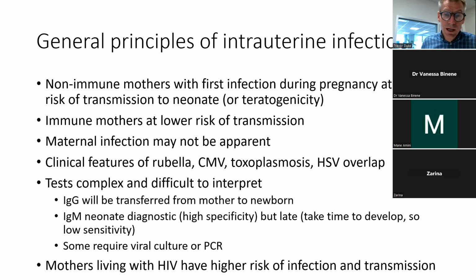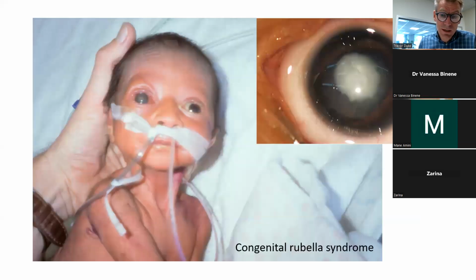I want to go through a few of these infections now and just talk. As I say, it's not going to cover all the things that can be known about these infections, but the basics that you need to know. So this is a baby who has congenital rubella syndrome, and I'm sure that many of you have seen babies like this. This is, of course, a low birth weight baby. The baby has a cataract and glaucoma and has microcephaly.